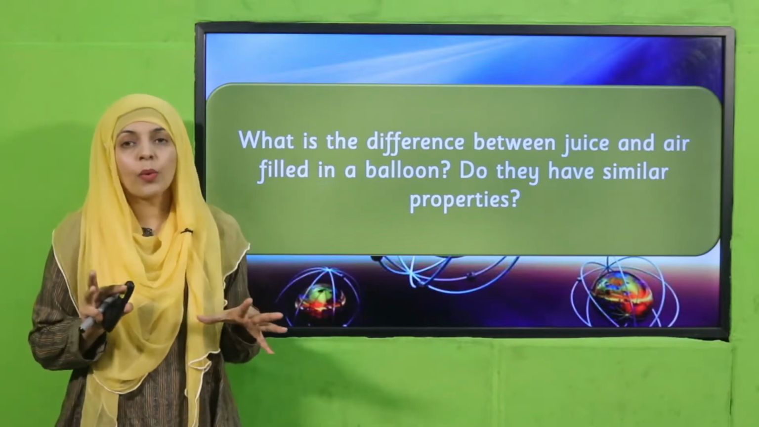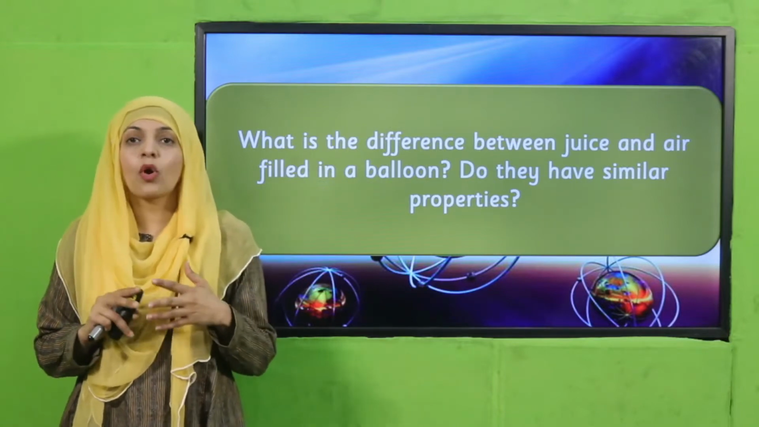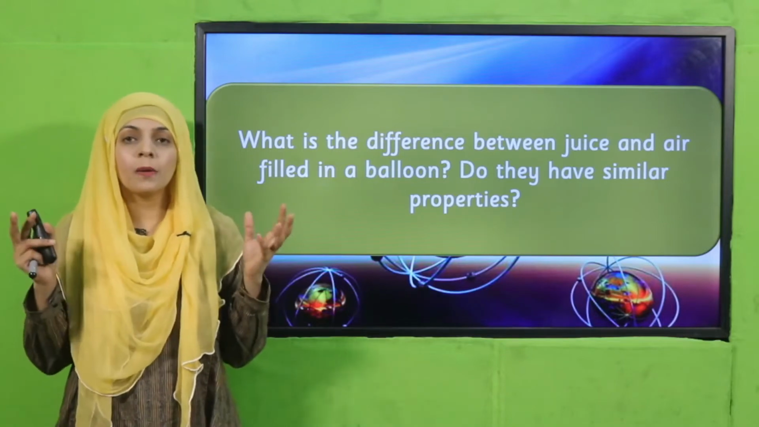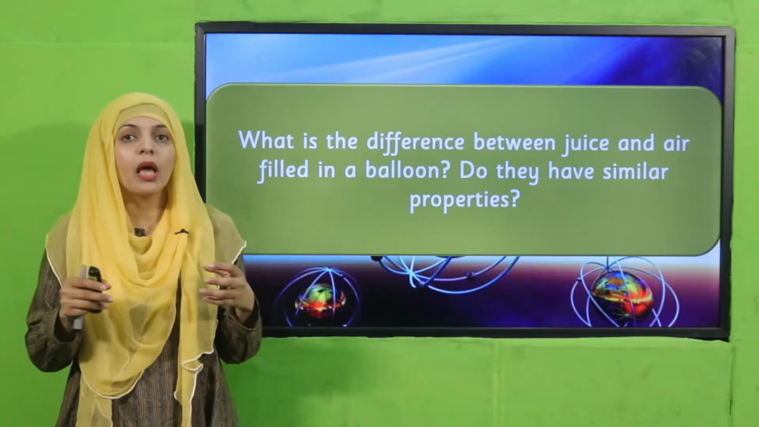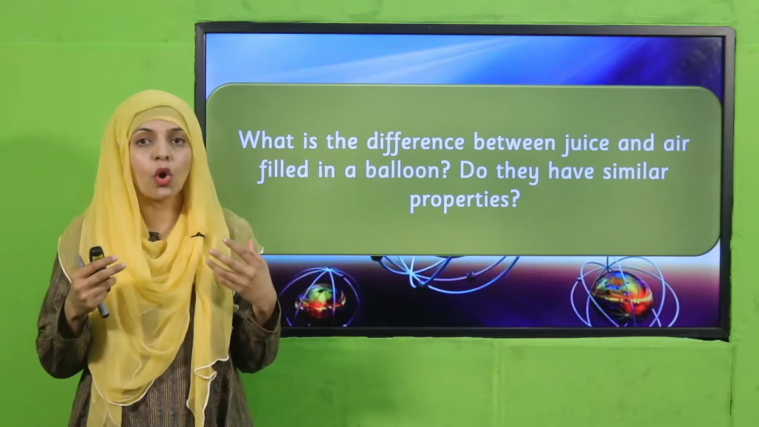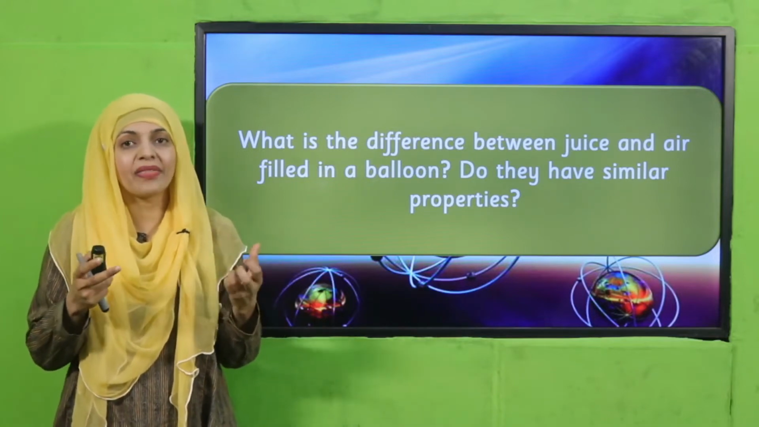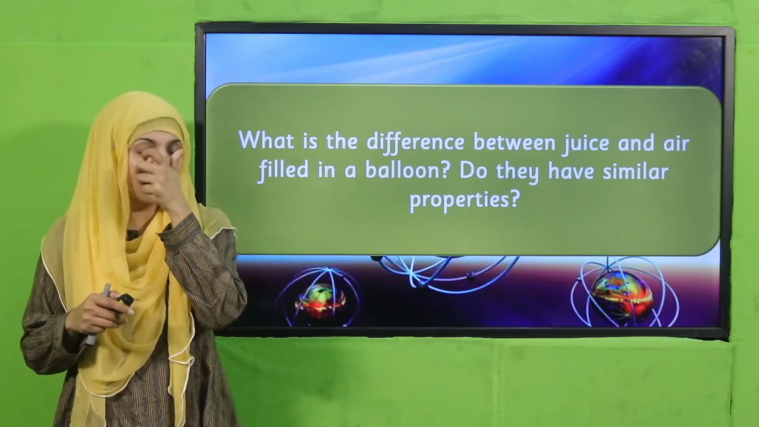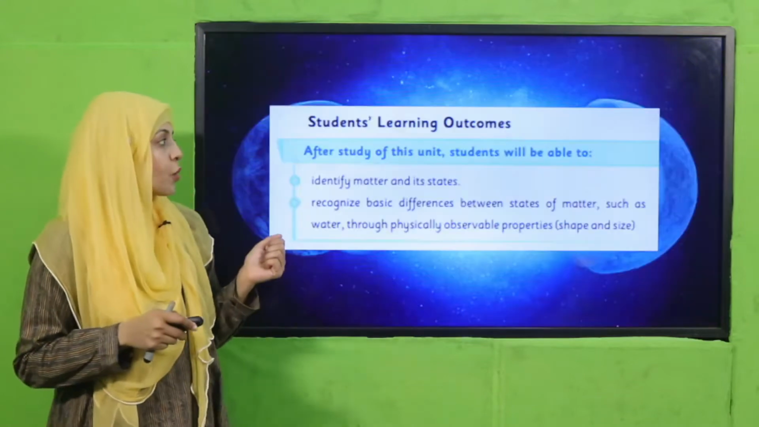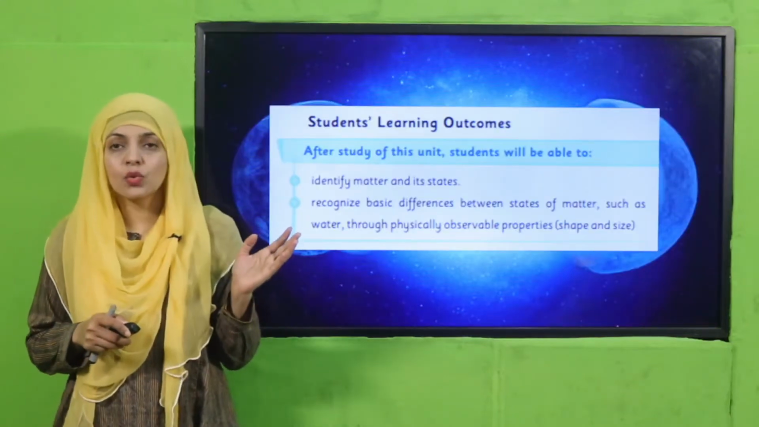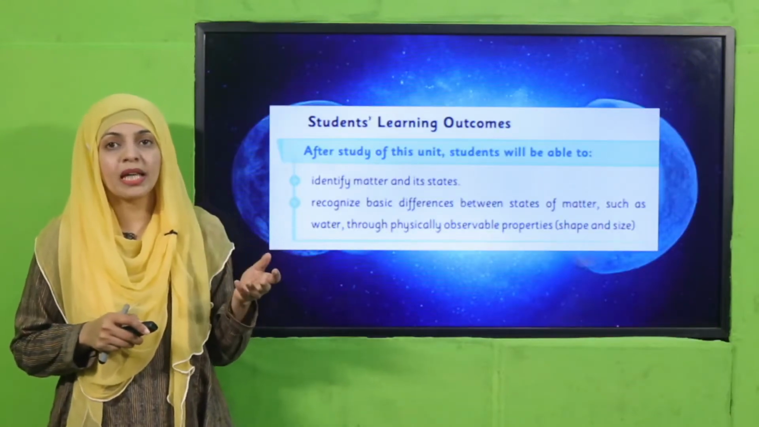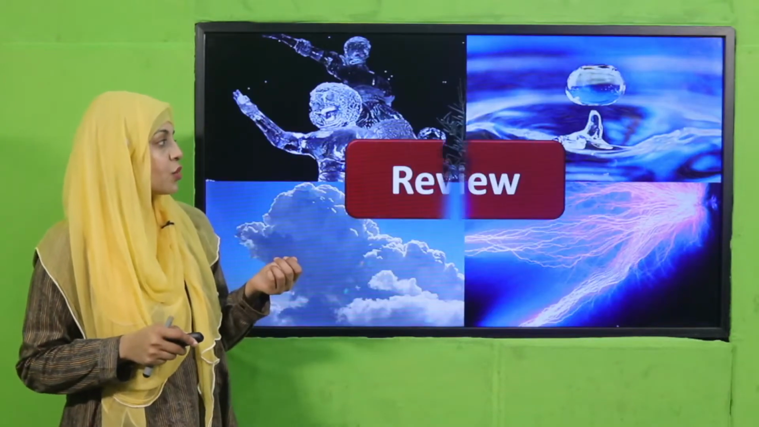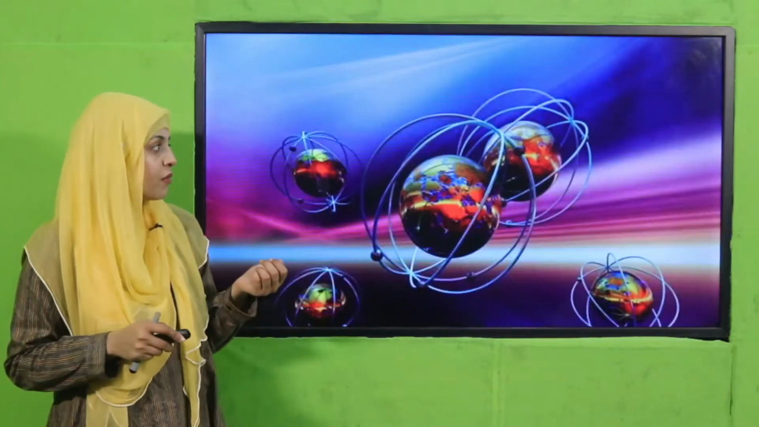Yes, in one way we can say they have the similar properties because both take the shape of the balloon. Both do not have their own shape and their size, but their mass varies. So my dear students, these are the student learning outcomes which we have covered in this unit. So my dear students, now let's quickly move forward towards the review.